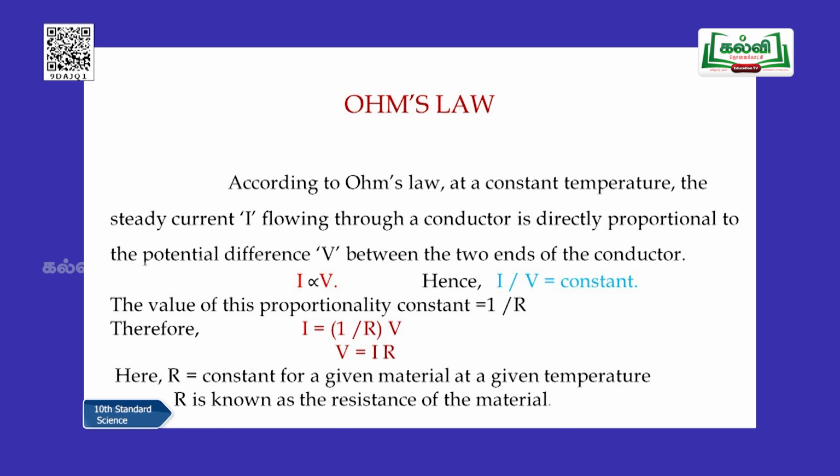Now, let us see the value of proportionality. To remove the proportionality sign, we have to introduce a constant term. The value of the proportionality constant introduced by George Simon Ohm was 1 by R. Therefore, I is equal to 1 by R into V, that is V is equal to IR. Here R is known as the resistance of the material. That means the unknown resistor we used, that material's resistance is referred to as R.